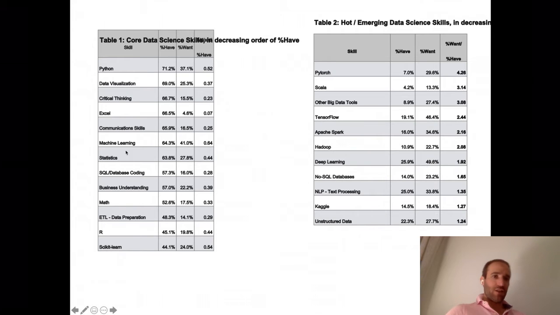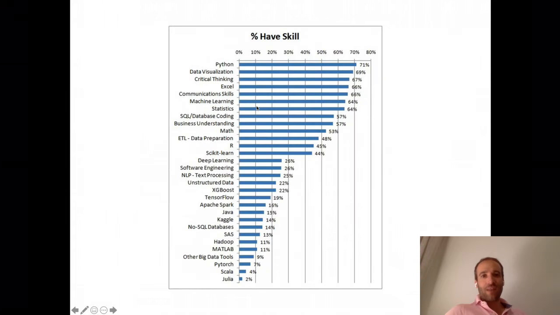We had skills here, and this is the summary of the poll. For example, Python, 71% of the people say they have Python, 37% say they want, and the ratio between have and want, or want and have, is 0.5. In the case of PyTorch, for example, 7% say they have, 29 say they want, so the ratio is 4. And for example, look at Excel, which is not here. Anyway, this is the data, and this is how it was visualized.